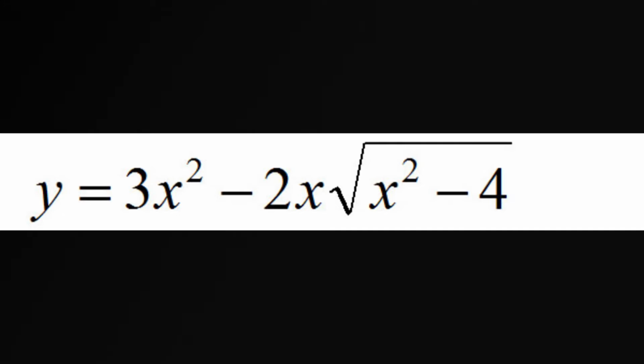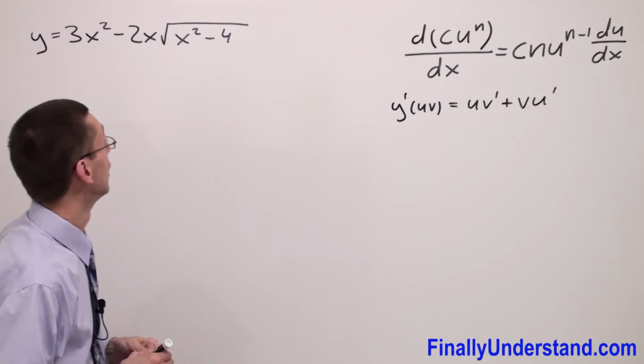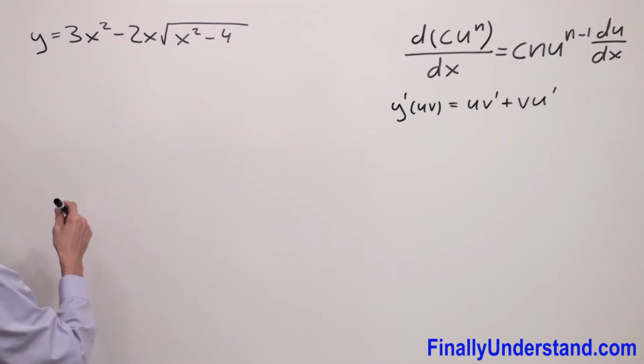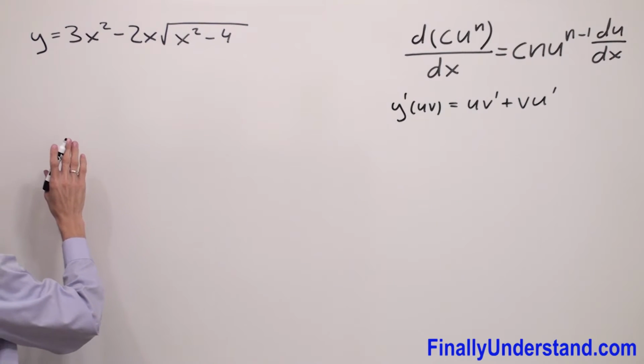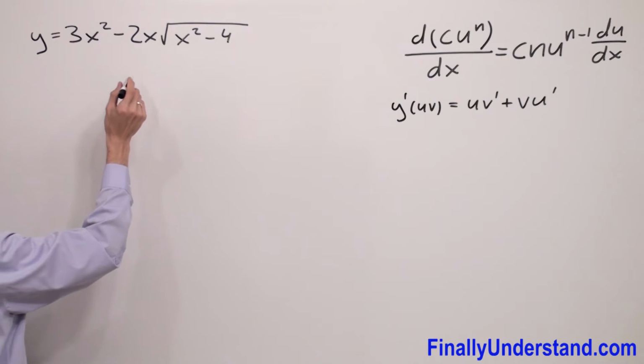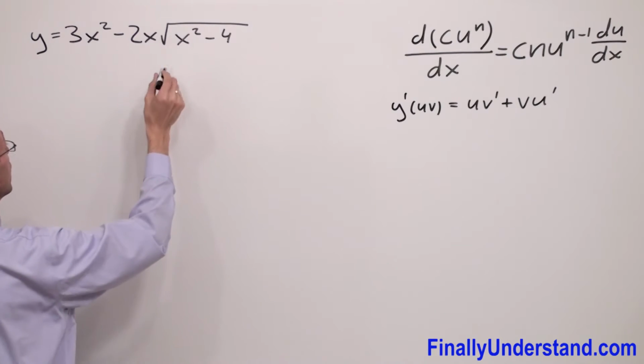We have another example on the board. This time we are going to talk about the derivative of the difference. But this function is a little bit complex. So what we're going to do first? We're going to rewrite this function. We're going to convert first the square root to the exponent.